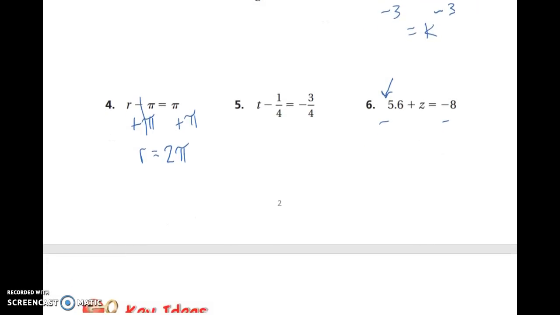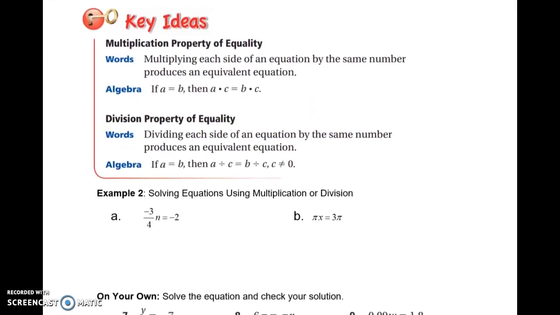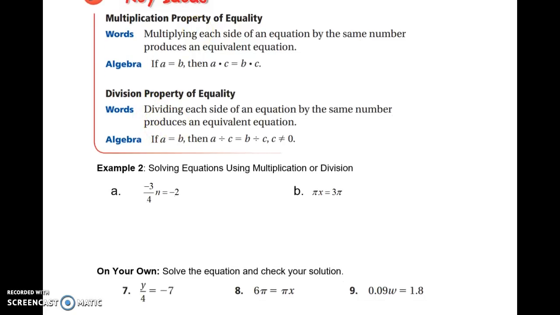And on the next page, we are going to basically review one-step equations again, but with multiplying and dividing. So same thing, properties of equality. If you multiply one side, you need to multiply the other. If you divide on one side, you need to divide on the other.